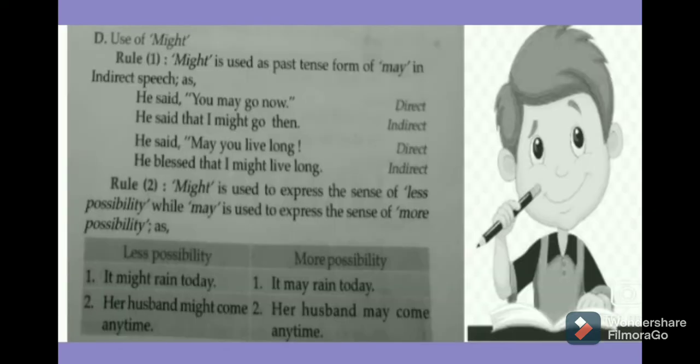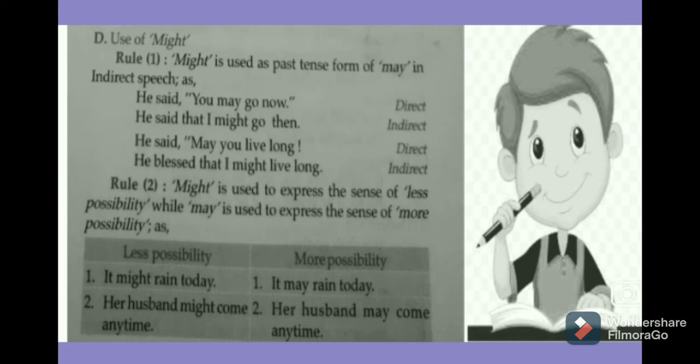Let's move further. Use of might. Might is also a modal verb. Let's see rule number 1. Might is used as past tense form of may in indirect speech. As you have already seen, when can is used in direct speech, and if you change that into indirect speech, can is changed into could when it is about past tense.